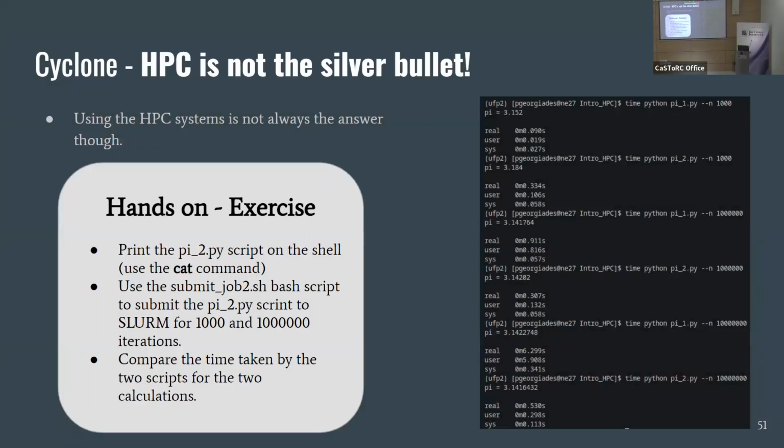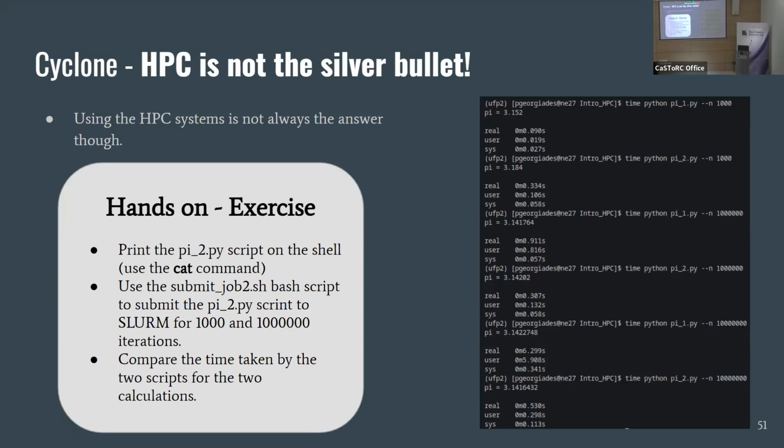So I also ran it on my computer, and I got this for pi1. For 1,000 iterations, it was 90 milliseconds for version 1 and 300 milliseconds for version 2. For 1,000,000 iterations, 900 milliseconds for 1 and 300 for 2. And for 10,000,000 iterations, 6.3 seconds for 1 and half a second for pi2. What do you think is happening here?